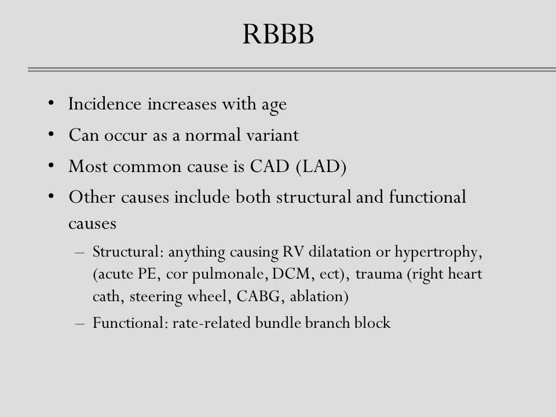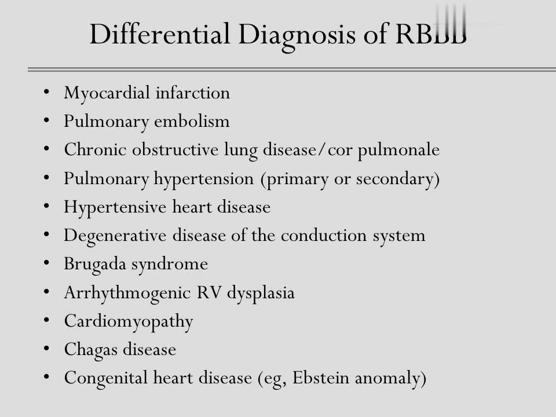Incidence increases with age, can occur as a normal variant. Most common cause is CAD, LAD. Other causes include both structural and functional causes. Structural: anything causing RV dilatation or hypertrophy, acute PE, cor pulmonale, DCM, ECT, trauma, right heart cath, steering wheel, CABG, ablation. Functional: rate-related bundle branch block.